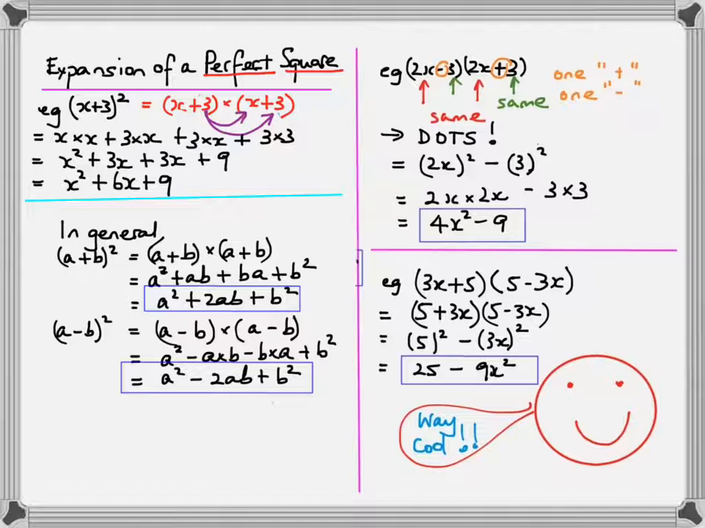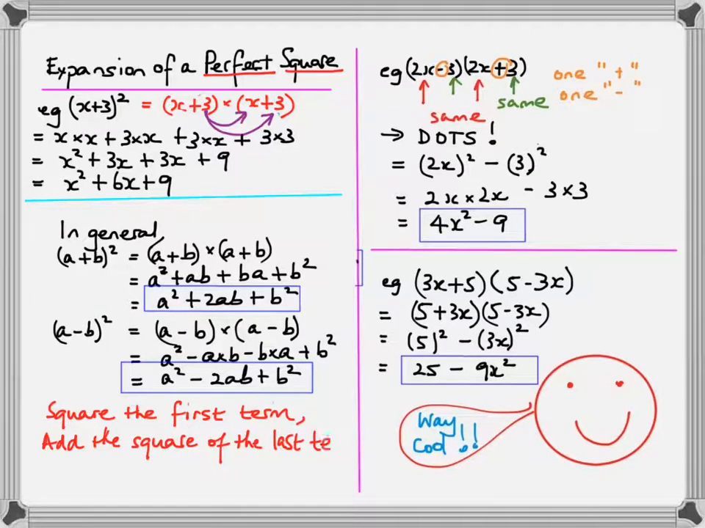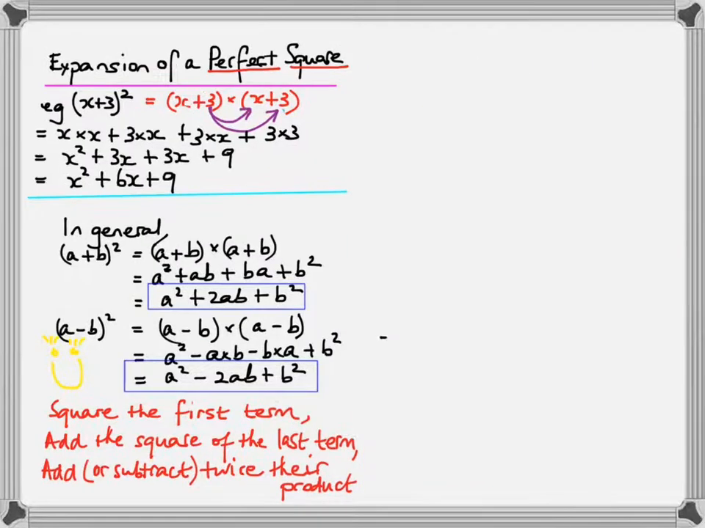So we can just use this knowledge now to come up with an answer without going through all the rigmarole of expanding them all the time. So in words, the recipe is: square the first term, add the square of the second term or the last term, and then add or subtract, depending on whether the expression originally is all plus or there's a minus in between the terms, twice their product. Now that is the quick way, okay? So let's have some practice.